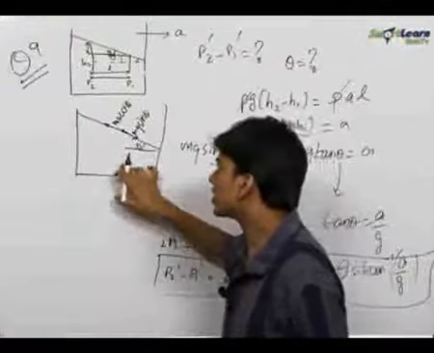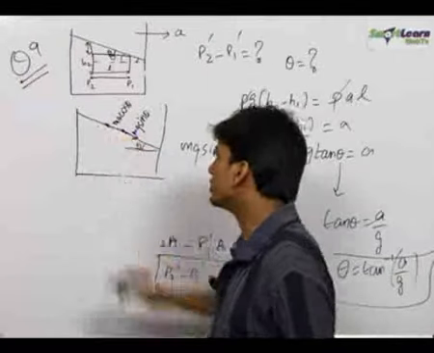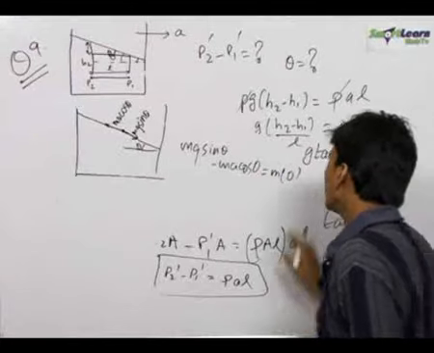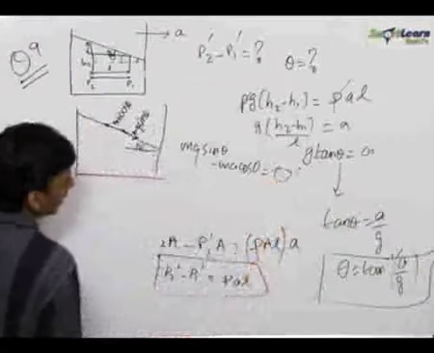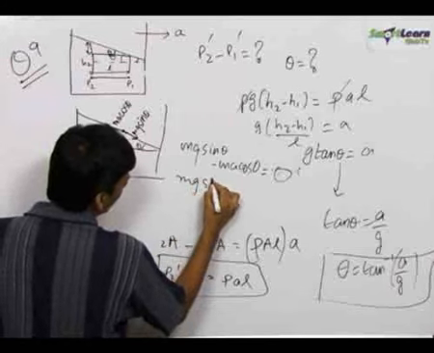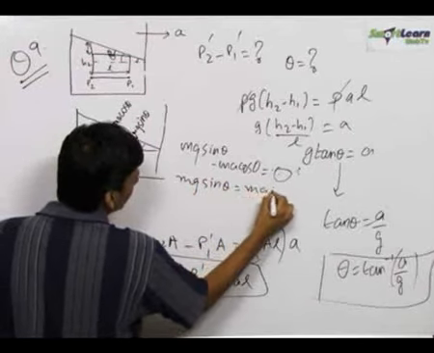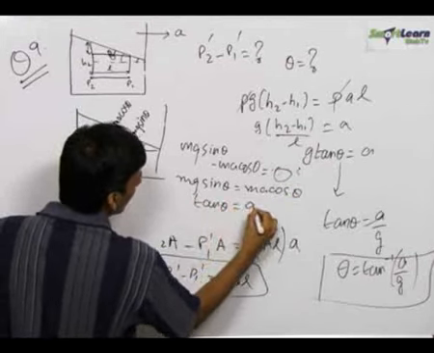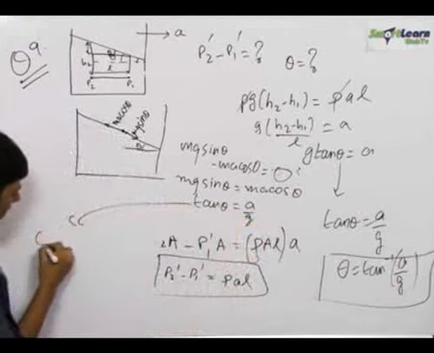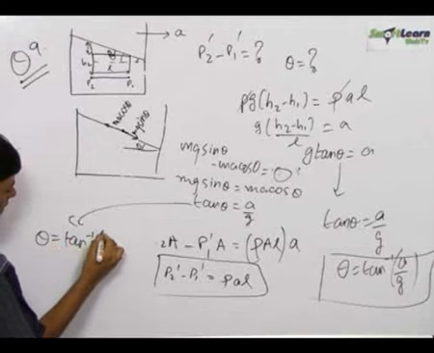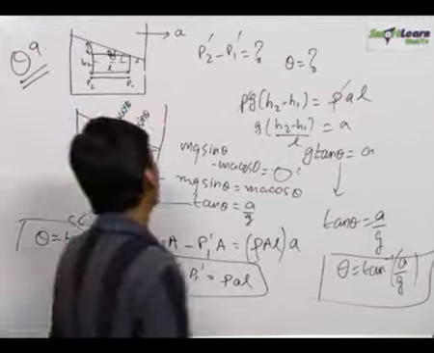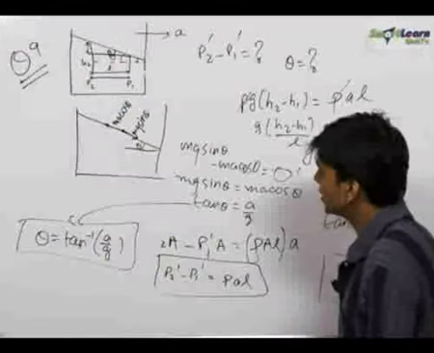Now, relative to the jar, this particle is not moving along the surface. Therefore, the acceleration of this particle along the surface is 0. Therefore, we get this as 0. Therefore, mg sine theta is equal to ma cos theta. So, we get again tan theta is equal to a by g, that is theta is equal to tan inverse a by g. This is an alternate method to find out theta, that is tan inverse a by g.